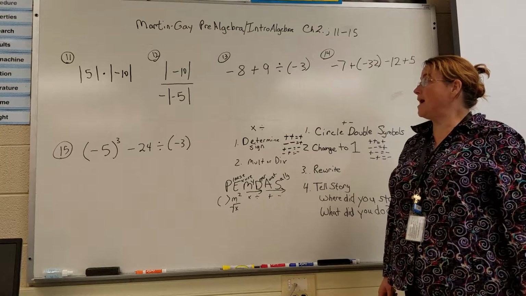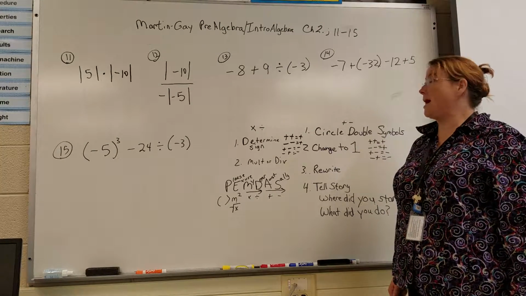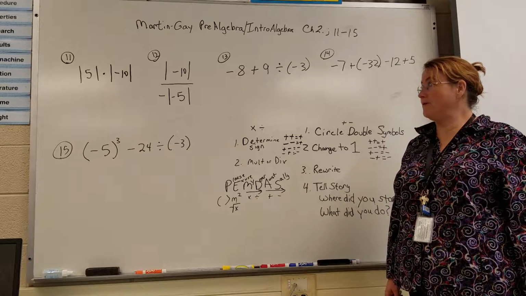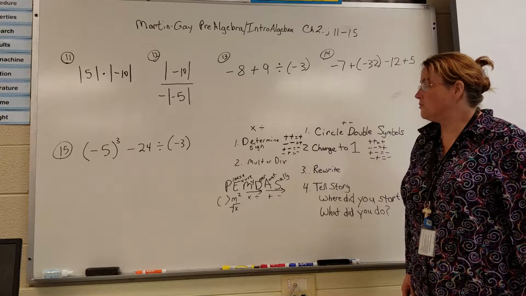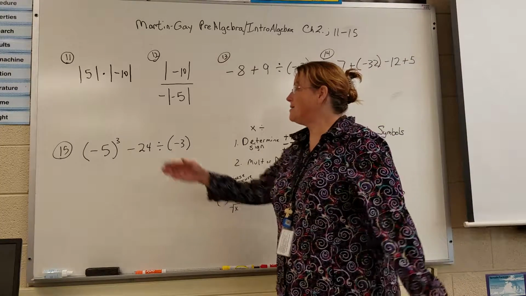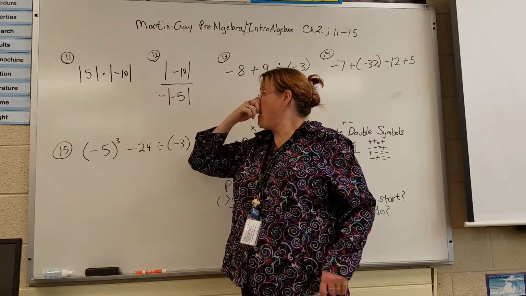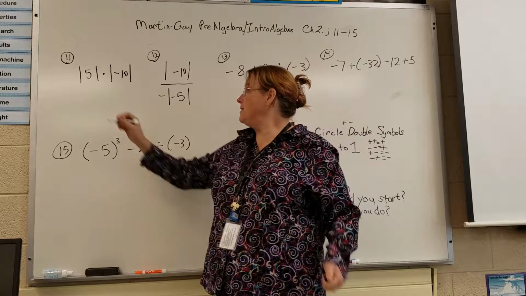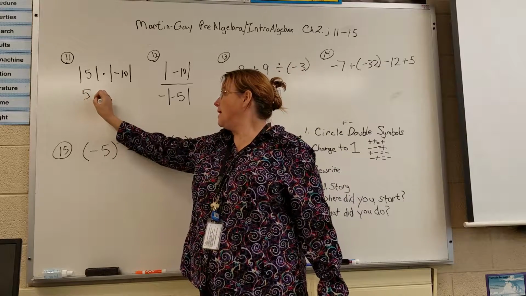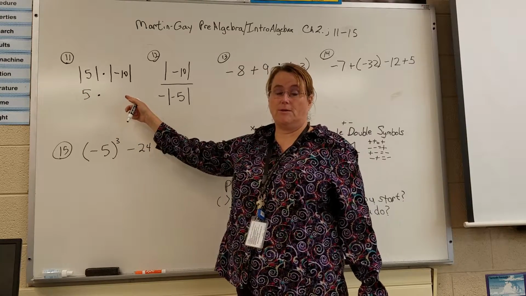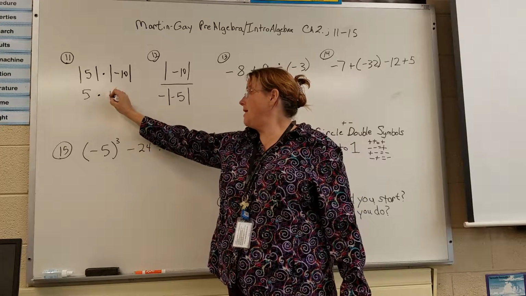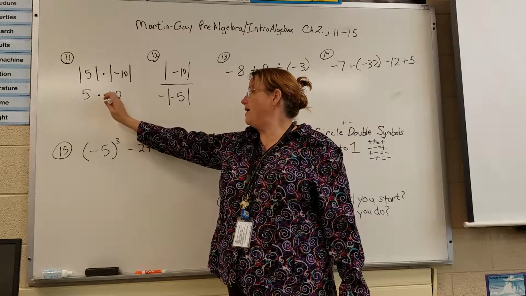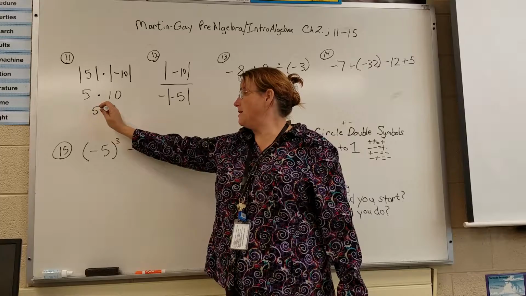The next is the Martin-Gay Prealgebra, Introductory Algebra, Chapter 2, questions 11 through 15. So we look at question 11. We're back to those absolute value signs. How many steps away from 0 is 5? It is 5 times how many steps away from 0 is negative 10? It is 10 steps from 0. And 5 times 10 is 50.